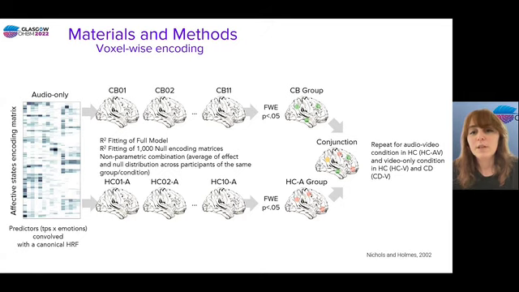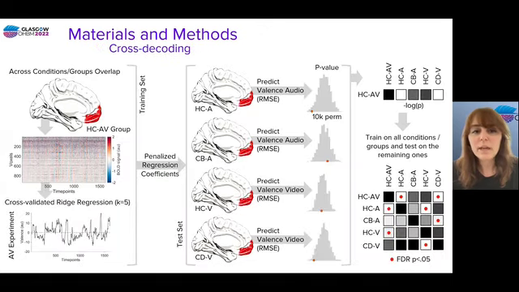With the group-level results, we performed two conjunction analyses to highlight regions significantly encoding emotions regardless of sensory modality and experience. Then we used MVPA to cross-decode the valence reported in different conditions, so the three modalities in which the movie was presented. We started from the logical OR map of the brain regions highlighted by the voxel-wise encoding procedure.